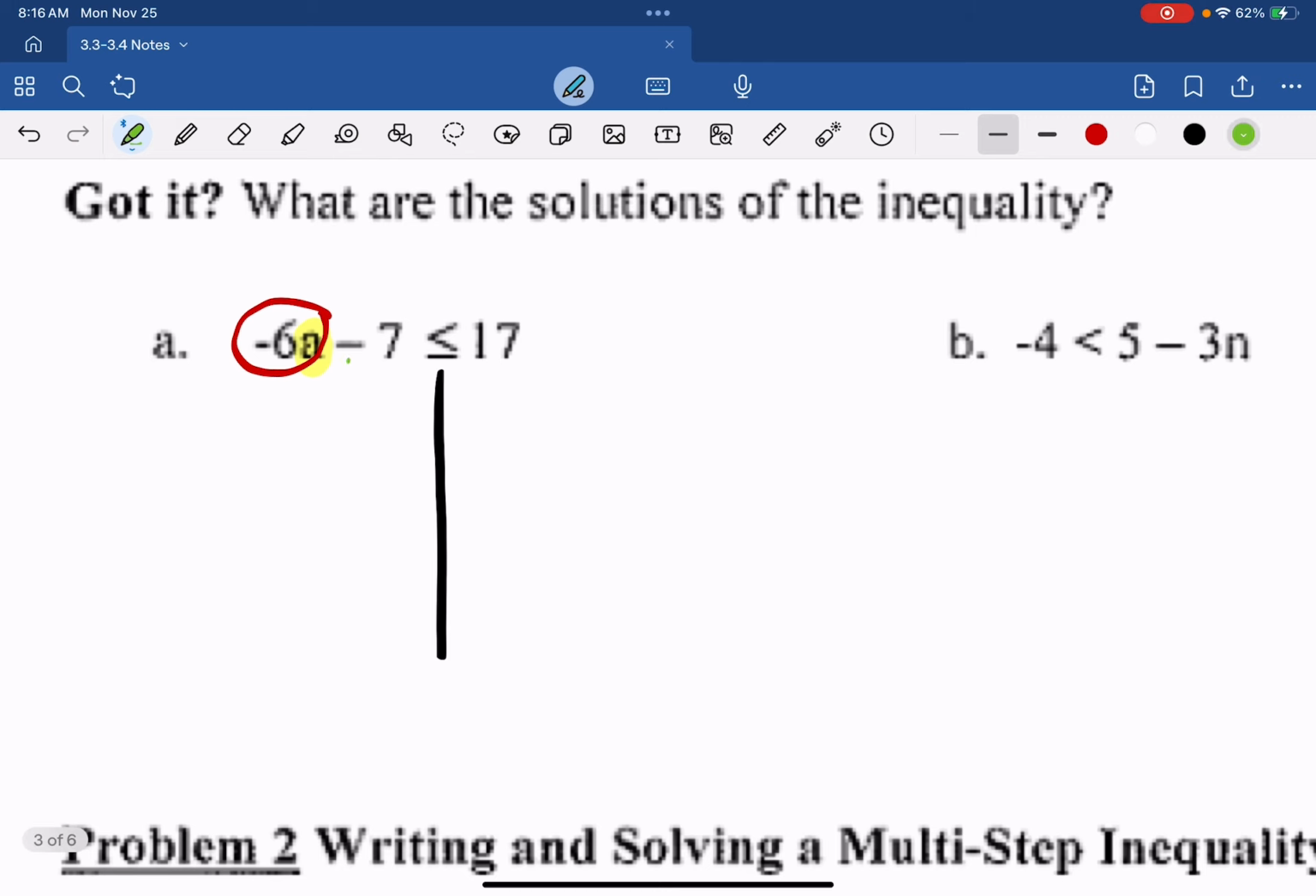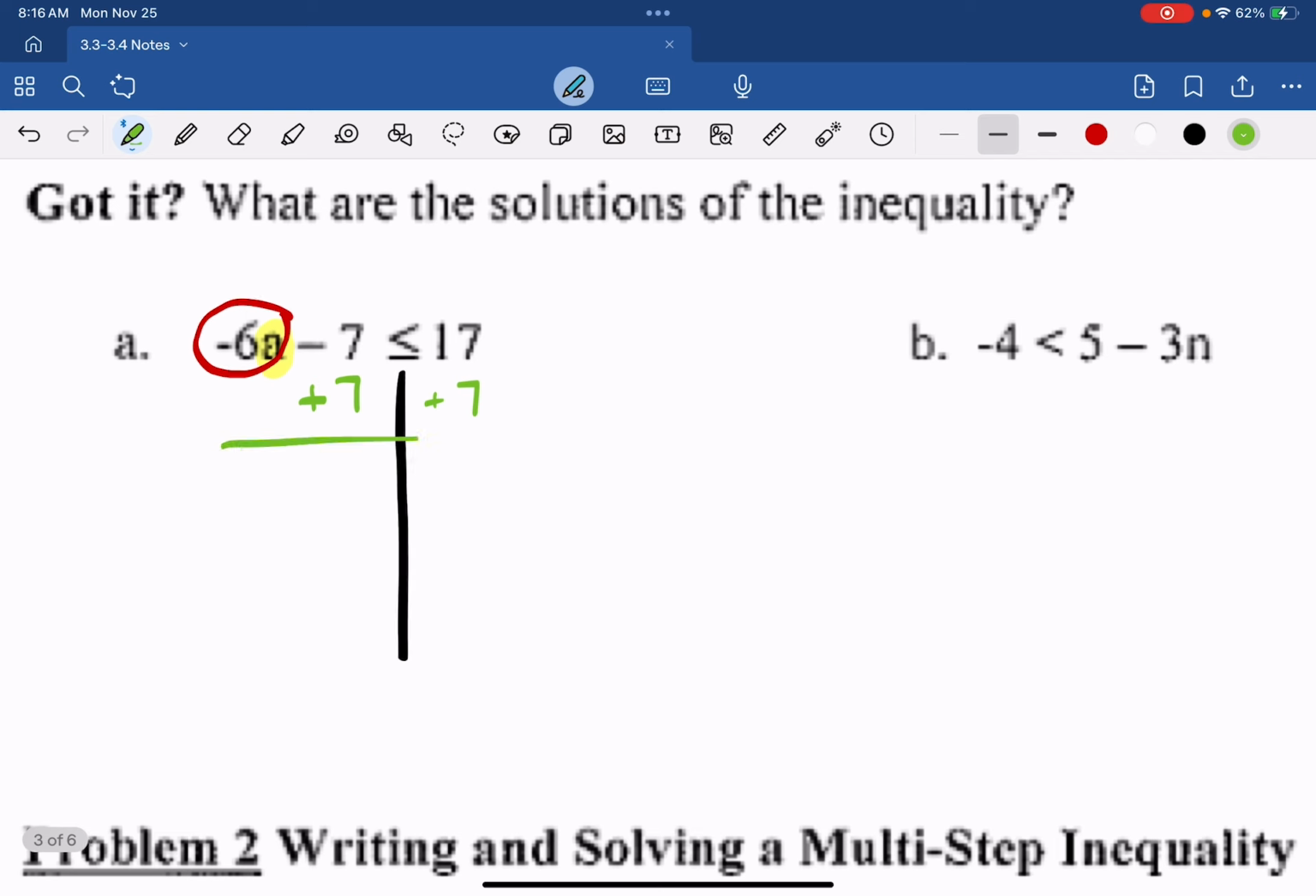So first things first, I see I have a -7. I have a -7, so the inverse would be +7. So I'm going to add 7 to both sides. I bring -6a down, and I have a 24 once I add 17 plus 7. Now at this point, I've only added, so my sign needs to stay the same.